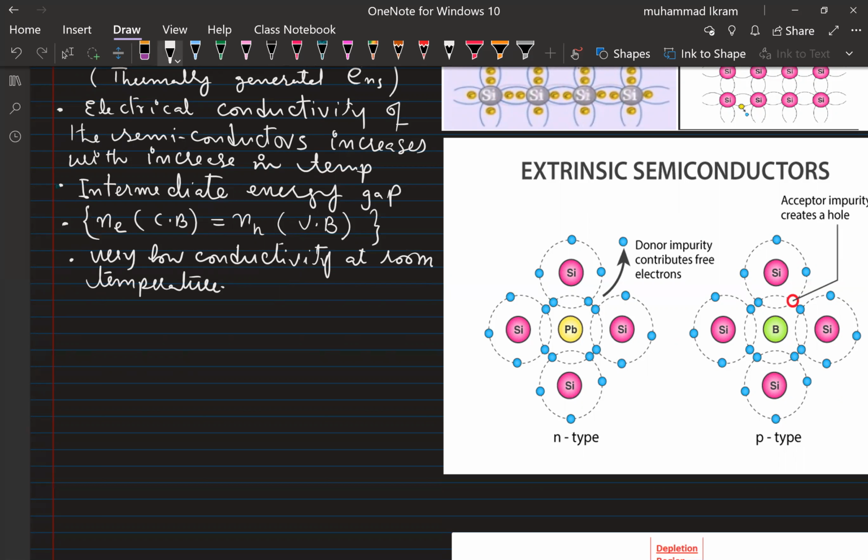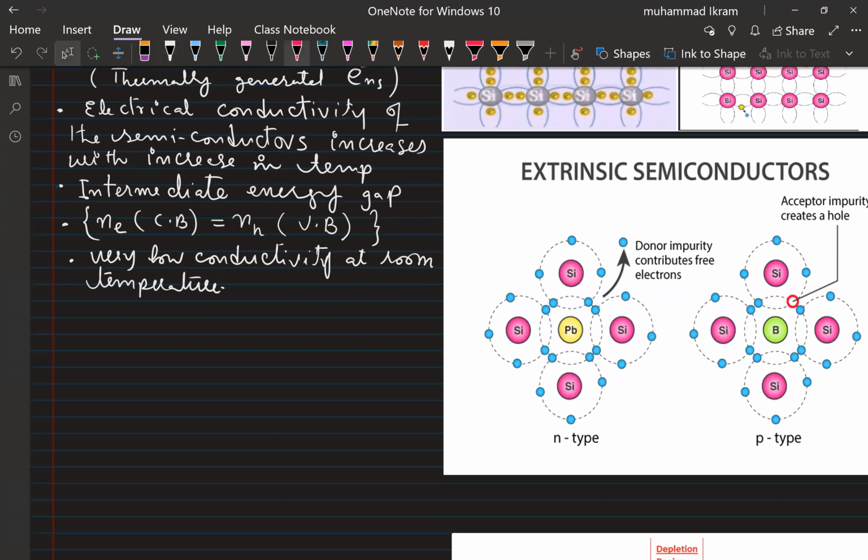Now we have the extrinsic semiconductors also.